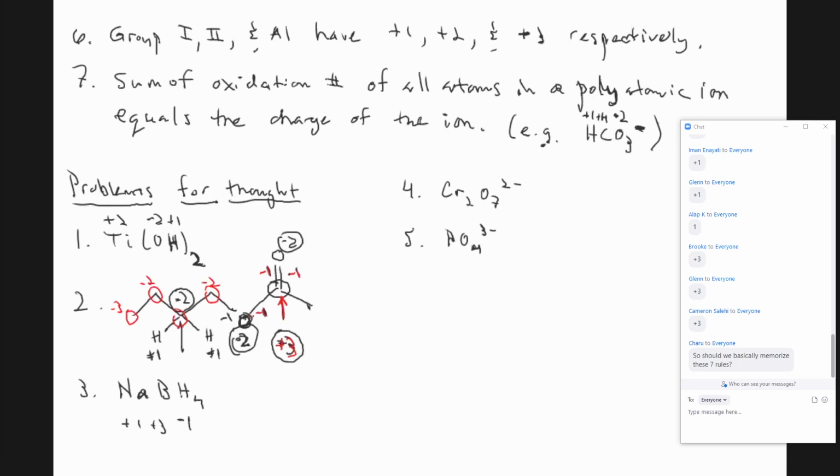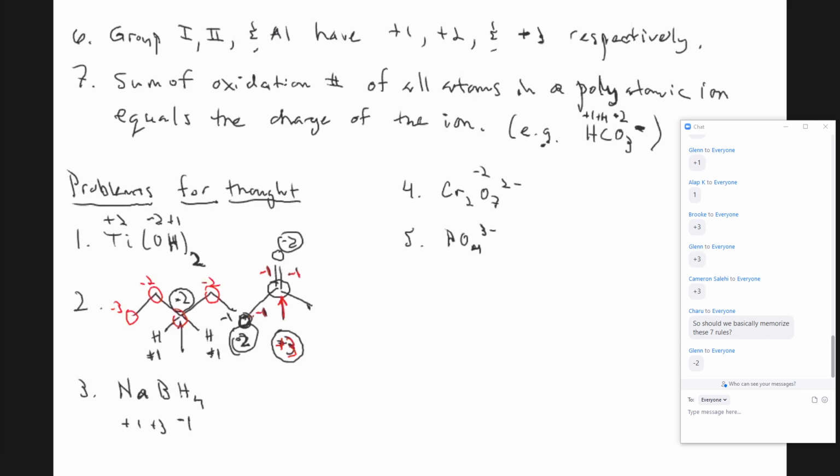So let's look at dichromate. This is a polyatomic ion. We're looking at rule 7 here. Still have to use all the other rules. So the most electronegative element in dichromate is oxygen. So oxygen has what oxidation number? It's not connected to fluorine. It's not connected as a peroxide. -2. Very good. And there's 7 of them, so that's -14.